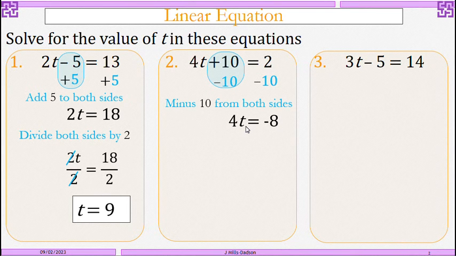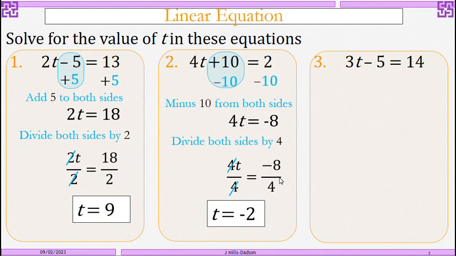4 times t actually means t times 4. So to reverse times by 4, we divide both sides by 4. So 4 divided by 4 is 1, so we cross that out. So t is equal to negative 8 over 4. And t is equal to negative 2.